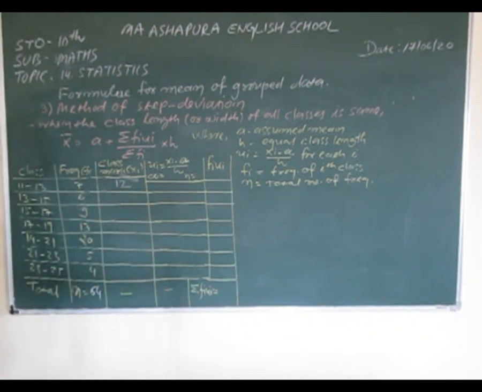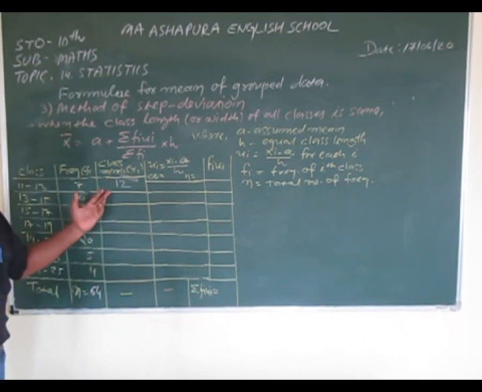That means the class mark of the first class is 12. Now here the width of the classes is the same, and you know very well that if the width of the classes is the same, then to find the class mark, we consequently add the class width to the previous one.